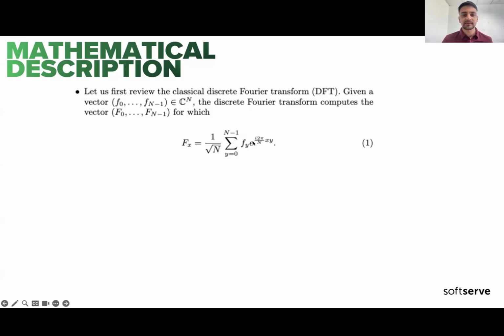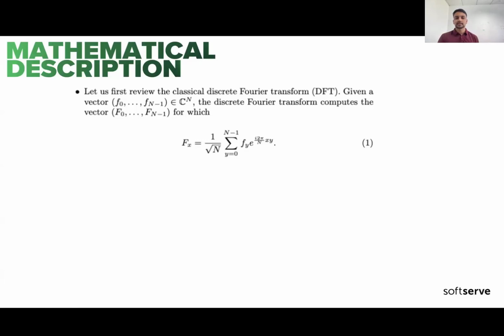It does that by basically exponentiating these values, where y goes over all of the indices of your vector. So you take, for example, f0 and exponentiate it with 2 pi over n times xy. X is the index of your vector, and y is also an index of your vector. I'll write this on my iPad so that I can explain it step by step. Right now I'm just reading an equation.